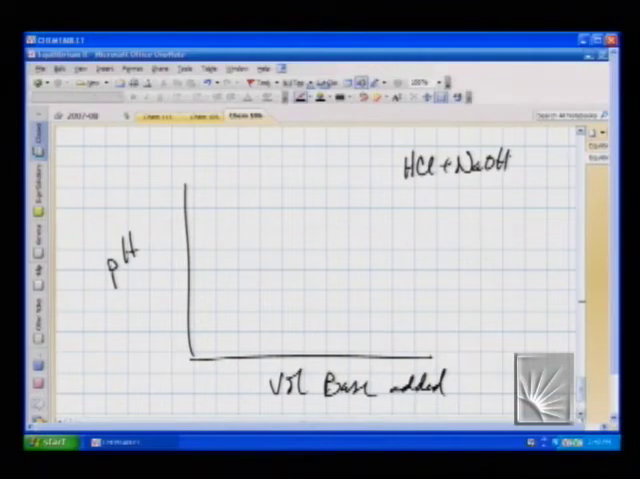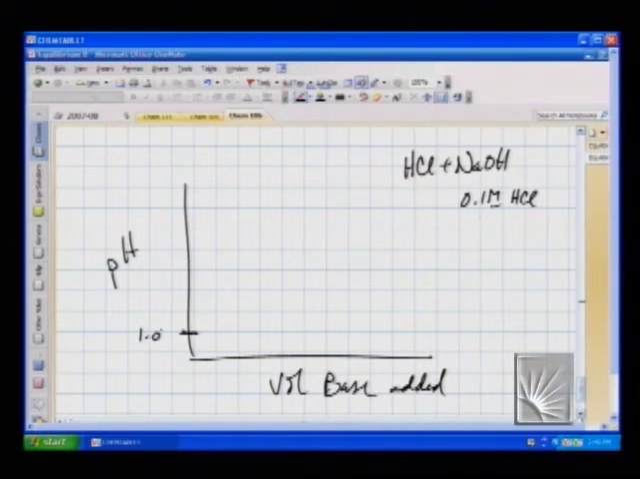You start with 0.1 molar HCl. What's the pH of 0.1 molar HCl? Is HCl a strong acid or a weak acid? Strong. So if it's a strong acid, it completely breaks apart into its ions. So if it's 0.1 molar HCl, what's the hydrogen ion concentration? 0.1. What's the negative log of 0.1? 1. Thank you. So we start with a pH of 1.